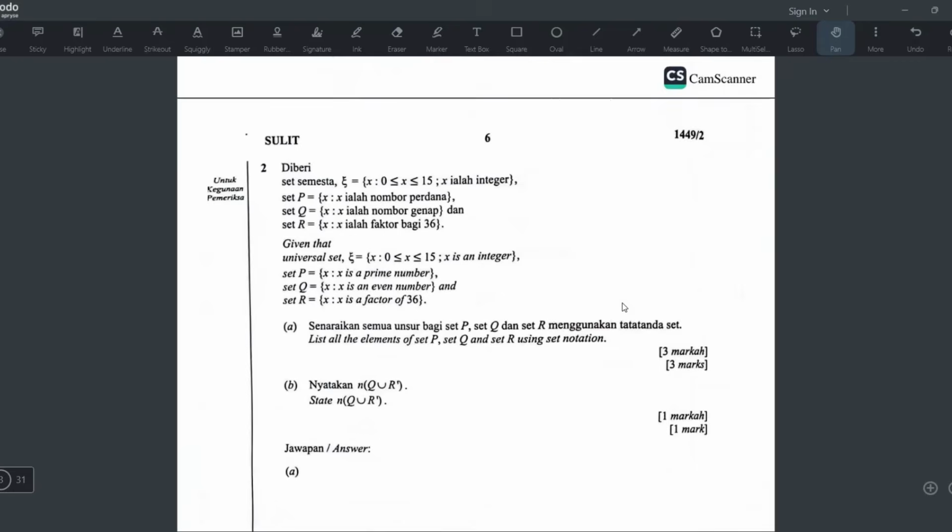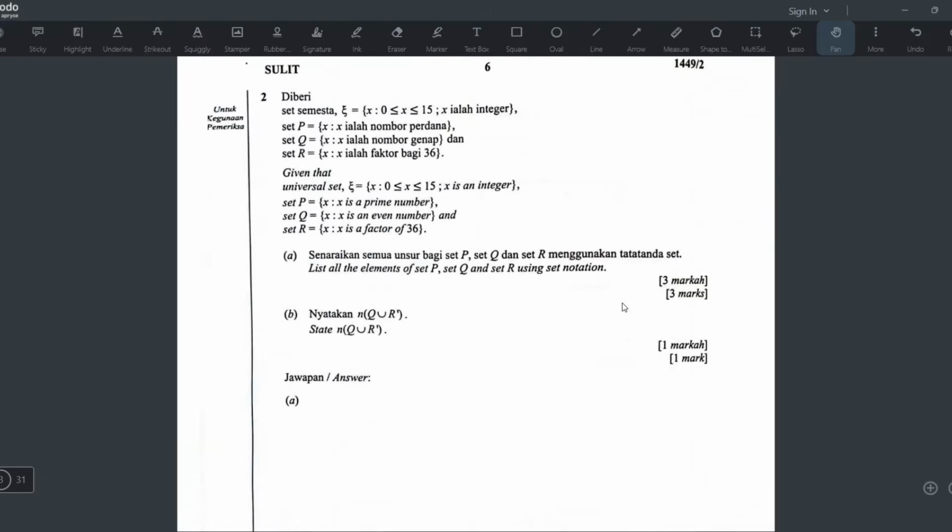Okay, now we are at question 2. This one is confirm the set chapter lah. So it's the form 4. I think it's chapter 4. Is it? 1 is quadratic, 2 number base, 3 logical. Yeah, chapter 4. Operation set.